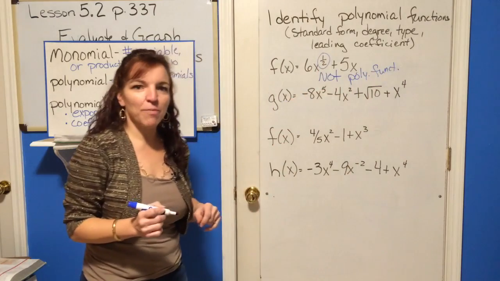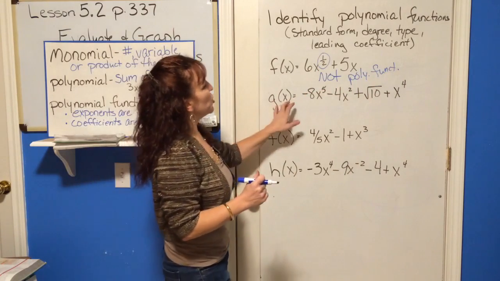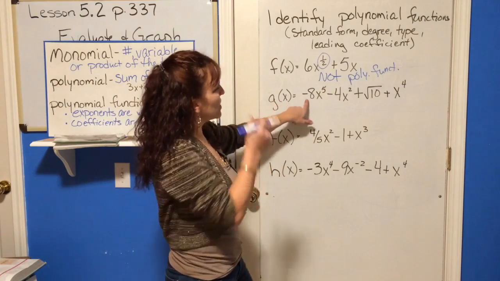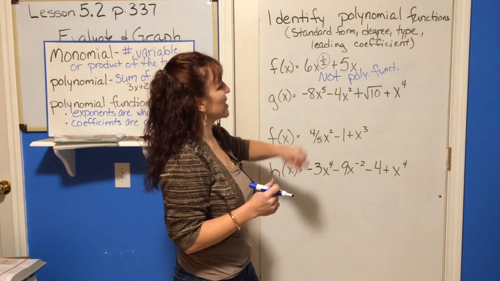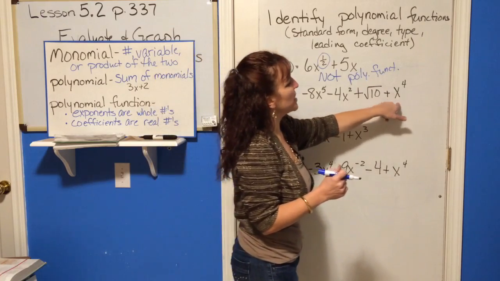Because of that 1/2 power, it's not a polynomial function. You're done with that one. All right. G of x equals negative 8x to the 5th minus 4x squared plus the square root of 10 plus x to the 4th.